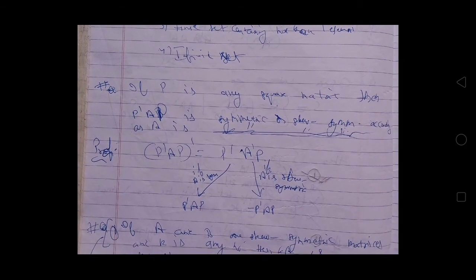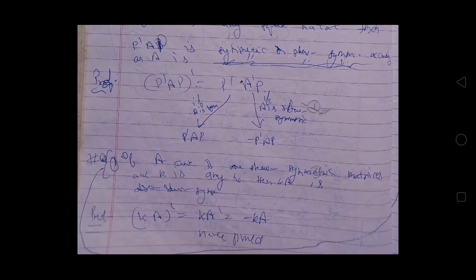Now see this theorem. If P is any square matrix, then P dash into A into P is symmetric and skew symmetric according as A is symmetric or skew symmetric. Now proof says transpose of P dash AP is equal to P dash A dash P. If A is symmetric, then it will be equal to P dash AP. But if A is skew symmetric, then it will be equal to minus P dash AP. So you can see that if P is any square matrix, then P dash AP is symmetric and skew symmetric according as A is symmetric and skew symmetric.